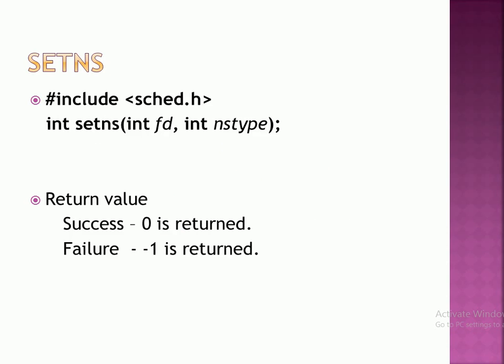The next system call is setns. Given a file descriptor referring to a namespace, reassociate the calling thread with that namespace. This is the syntax for setns, the set namespace, and for success 0 is returned. If a failure occurs, -1 is returned. It takes a file descriptor.